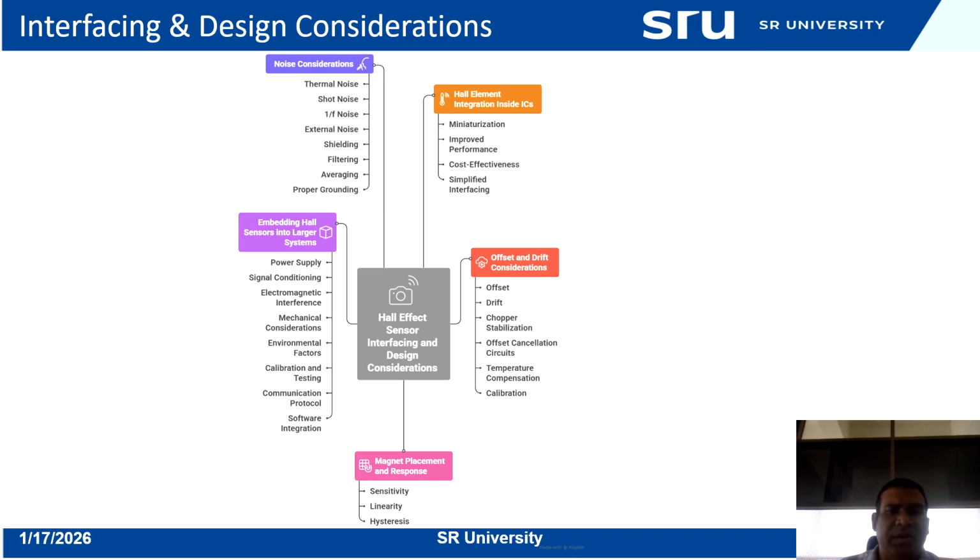Offset and drift considerations. Offset and drift are two significant error sources in Hall effect sensors. Offset refers to a non-zero output voltage when no magnetic field is present. This offset can be caused by imperfections in the Hall elements or imbalance in the signal conditioning circuitry. Drift refers to the change in offset voltage over time or temperature. Temperature drift is particularly problematic because the Hall coefficient is temperature dependent.